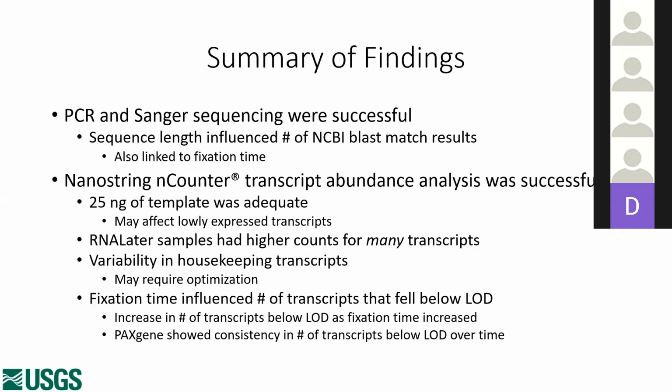RNAlater samples had higher counts for many of the transcripts. There was variability in housekeeping transcripts, which, as I mentioned, will probably require optimization for different types of tissues and based on fixative and fixation time. And fixation time influenced the number of transcripts that fell below the limit of detection. The number of transcripts below the limit of detection increased as fixation time increased, and PAXgene showed more consistency in the number of transcripts below the limit of detection over time when compared to neutral buffered formalin and Z-Fix.